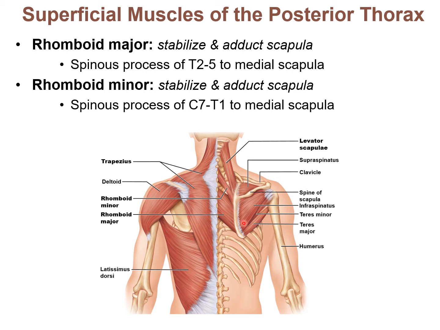When these muscles contract, it'll pull the scapula toward the spine. And when something gets pulled toward the midline, that's called adduction. You can see right there, adduction. So these muscles right here, rhomboid major and rhomboid minor, adduct the scapula.